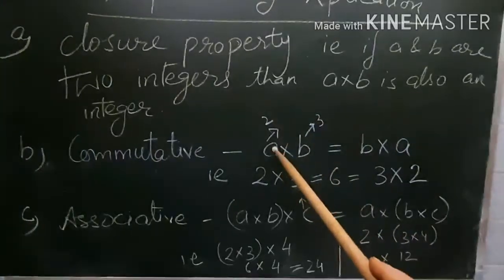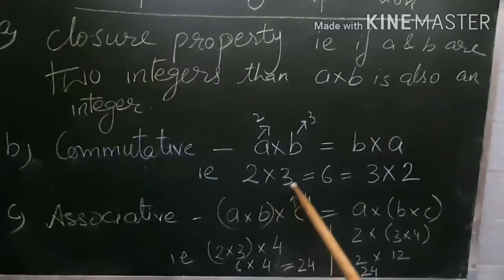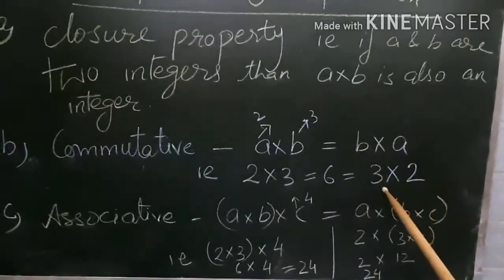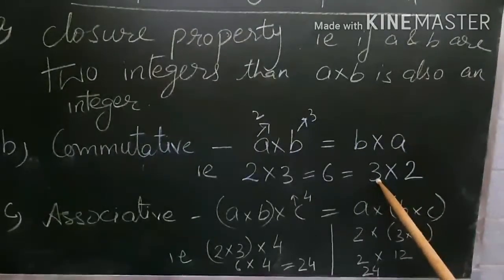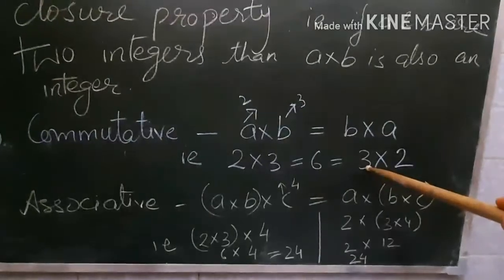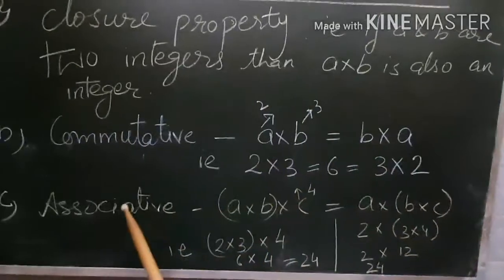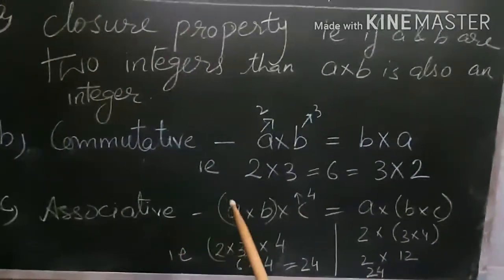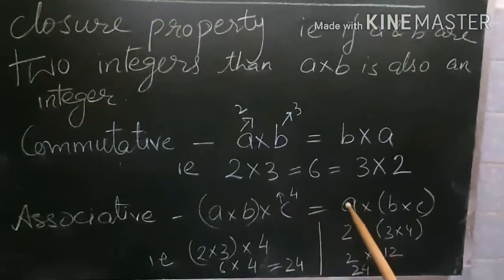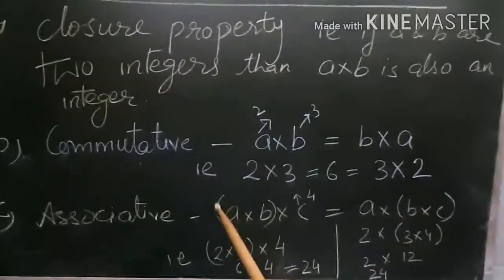Let us understand. I take a as 2, b as 3. Now 2 multiplied by 3 is 6, which is same as 3 multiplied by 2. So commutative property is valid in case of multiplication and addition. But in case of subtraction, it is invalid. Associative property: a multiply b multiply c is same as a multiply b multiply c. Again, use the bracket law.